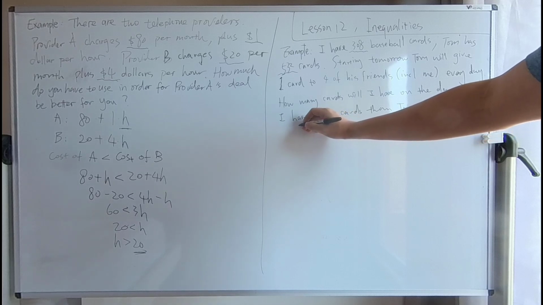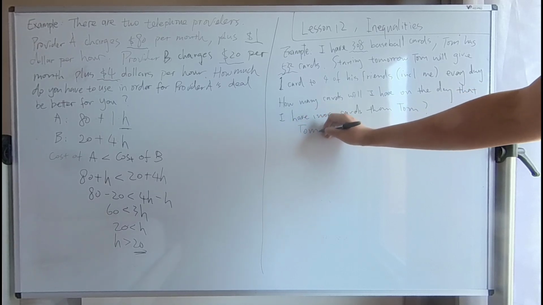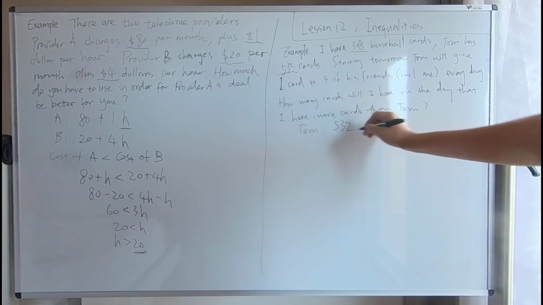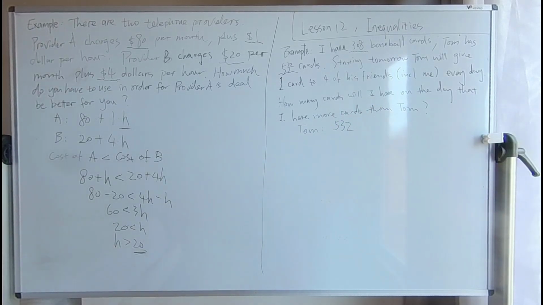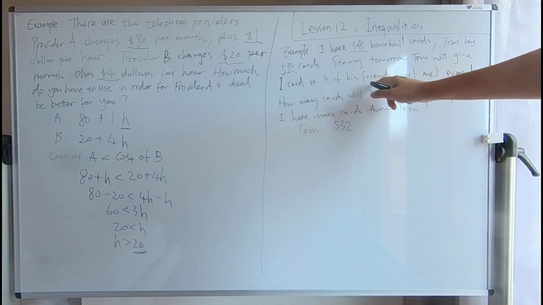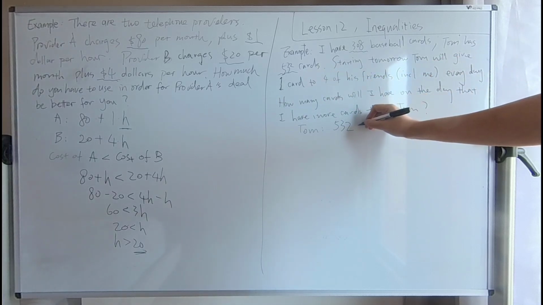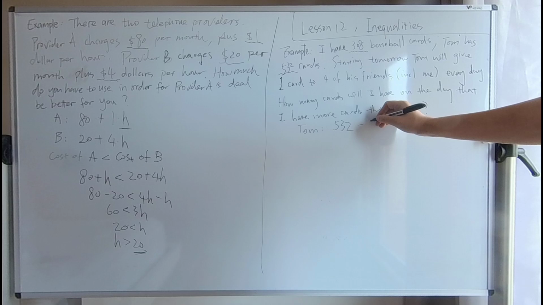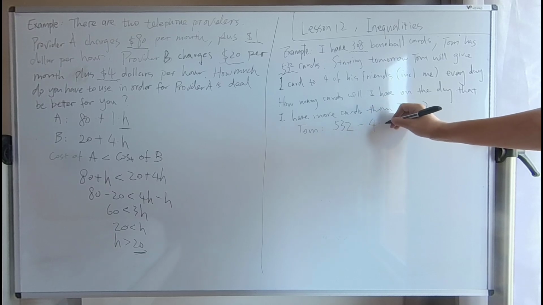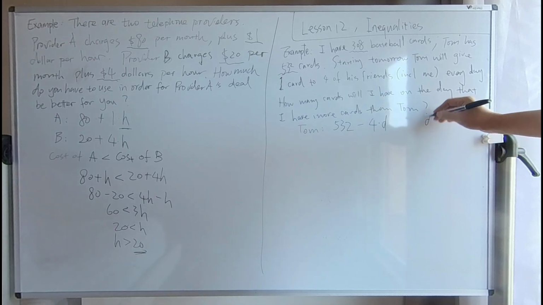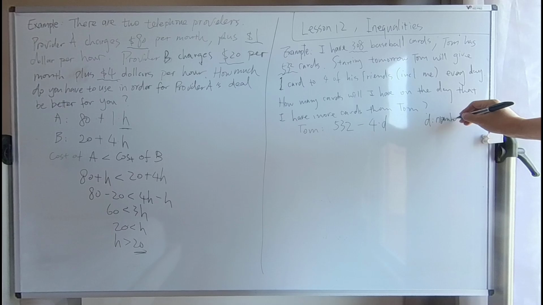So for example, Tom's cards start from 532, and then he's giving out 1 card to each of 4 of his friends every day. Which means this number is decreasing by 4 every day. I'm using the variable d representing the number of days.